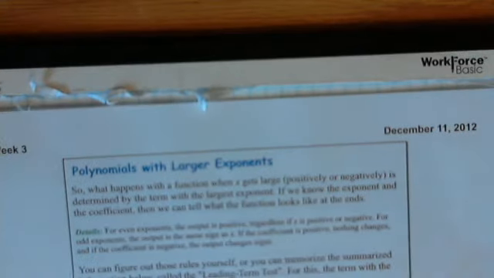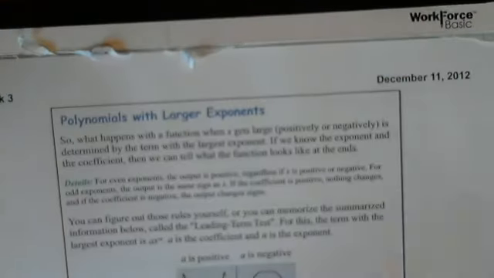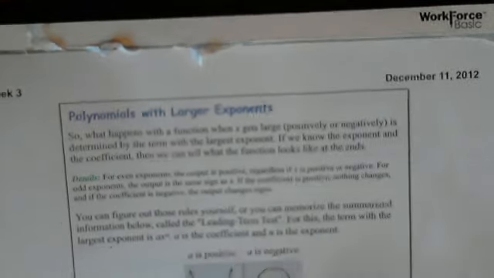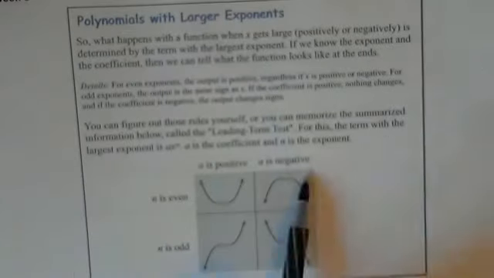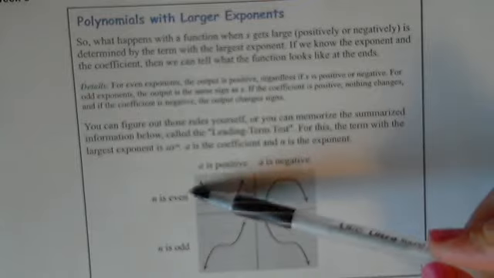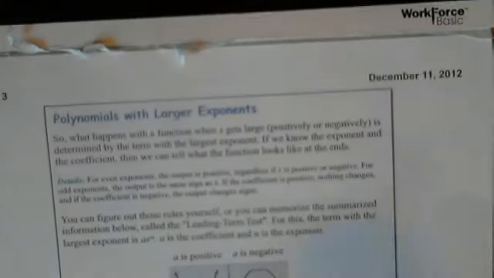Once the polynomial is in order from the largest exponent term to the smallest exponent term, all you have to do is look at that leading term, the one with the largest exponent, and determine two things about it. Whether the coefficient of that leading term is positive or negative, and whether the exponent on that leading term is even or odd. So let's take a look at a couple of functions.